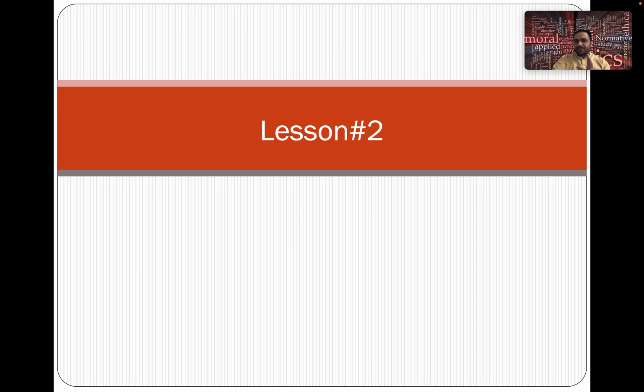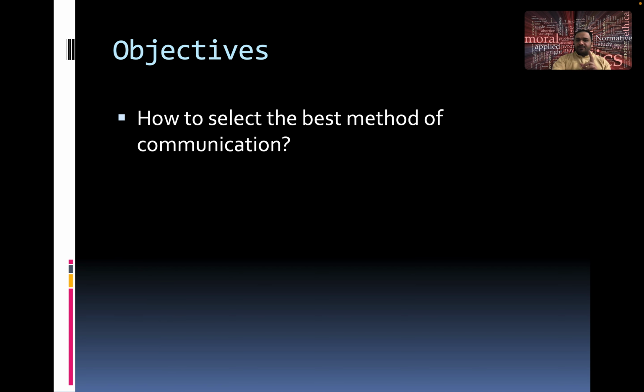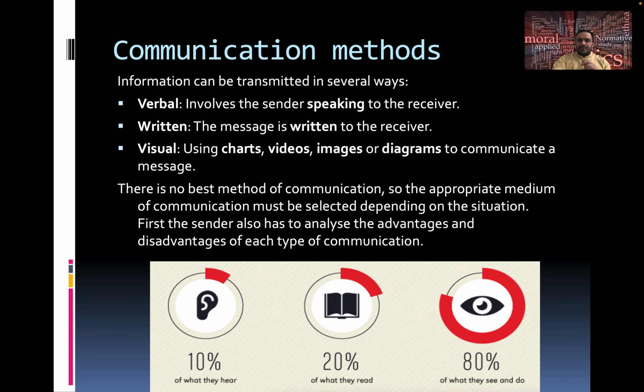Next topic is lesson 2, and for that our objective is how to select the best medium of communication. Communication method: information can be transmitted in several ways, verbal, written and visual. These are the mediums of communication. Verbal communication involves the sender speaking to the receiver. For example, I am speaking to you, you are listening to me. It is called verbal communication.